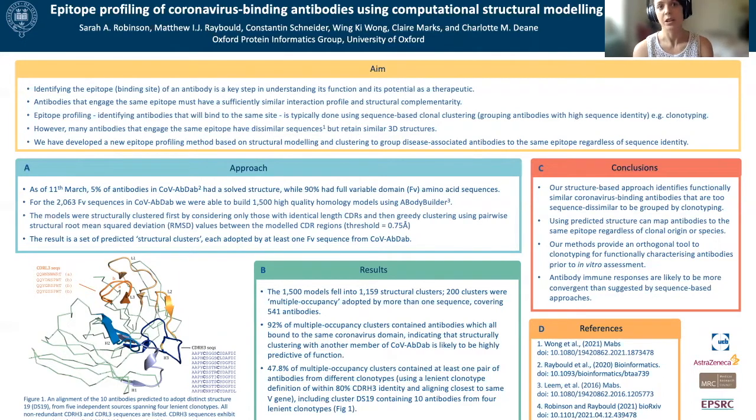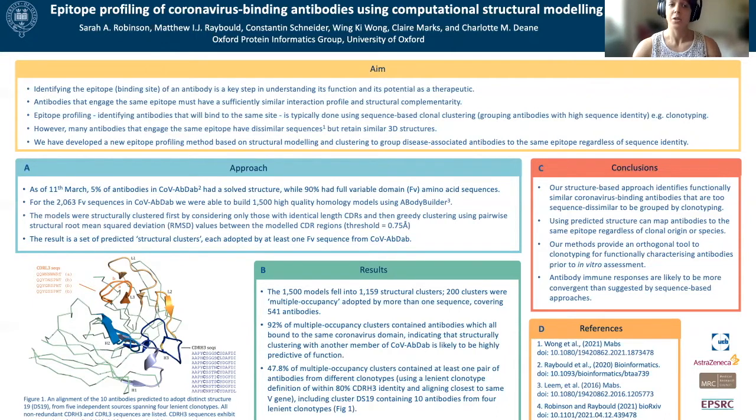So here our lenient clonotype definition is if the sequence has within 80% CDRH3 identity and aligns closest to the same V gene. We can also group antibodies from different species. So most of CoV-AbDab is human, but we also have mouse antibodies, human-mouse, transgenic mouse, etc. And these can be clustered into the same structural cluster if they form similar structures.